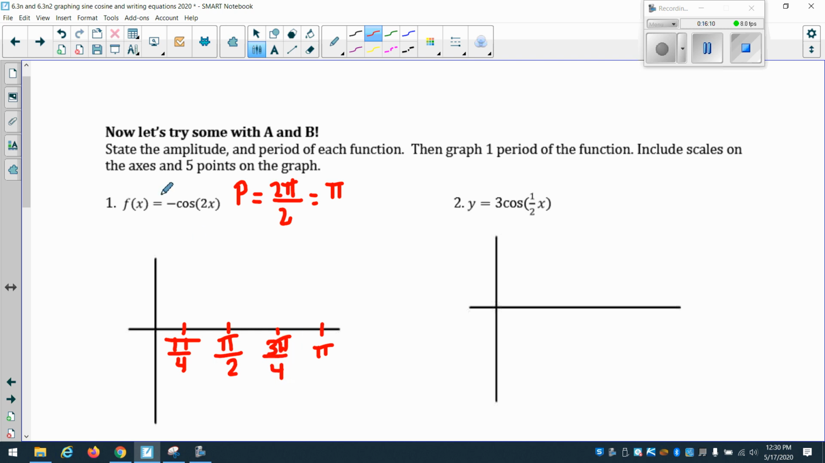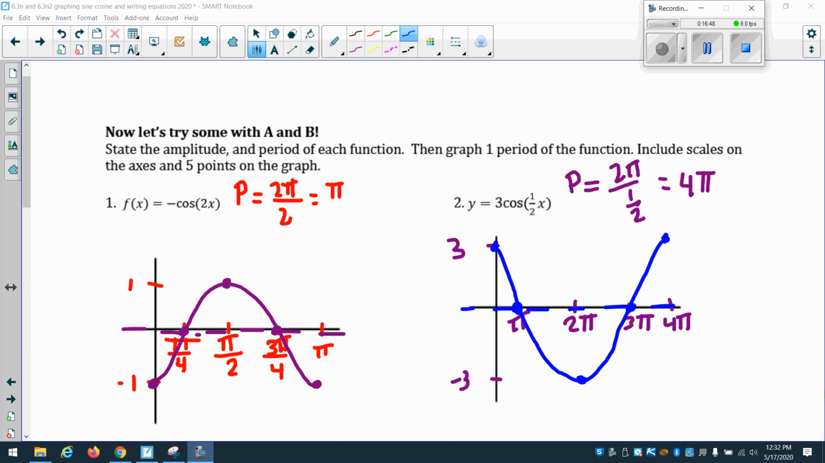Okay, our amplitude is 1. However, it's negative, meaning it's going to be a reflection. So our midline is at 0, but instead of starting at the maximum, we're starting at the minimum. Minimum, midline, maximum, midline, minimum. Okay, and that completes your graph. So pause the video and try number 2.